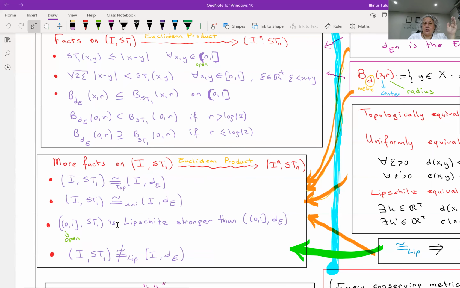I also managed to prove this. If we exclude the 0 from the unit interval, then the ST metric is Lipschitz stronger than the Euclidean metric. This comes from this inequality, basically. So these are the facts about the ST metric and its equivalences.